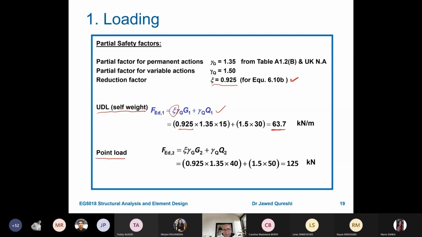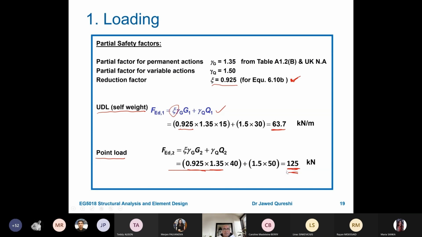Point load, you will again apply the same formula, 0.925 factor for permanent load and 1.35 is gamma G into 40. Or you could simply say that 1.35 times 40 plus 1.5 times 50. That's still fine. But using 6.10b will result in greater economy. Not greater economy, some economy to be honest. Now I have the loading.